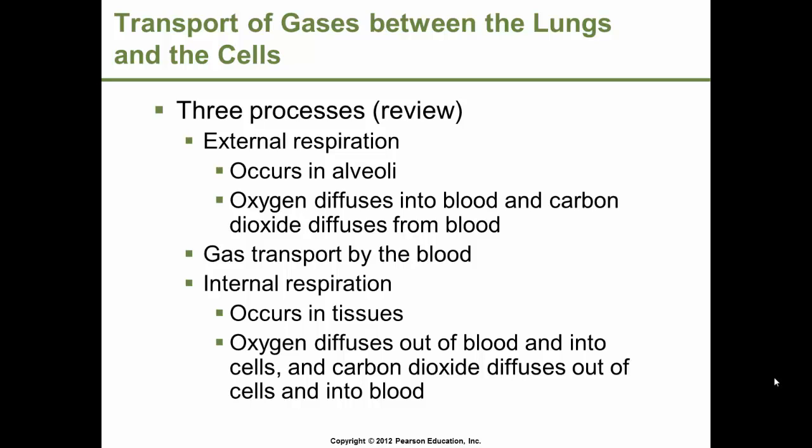Just a review of the three processes. External respiration occurs in the alveoli of the lungs. Oxygen will diffuse into the blood, and carbon dioxide will diffuse out from the blood. Gas transport by the blood: oxygen is going to be bound to hemoglobin, and carbon dioxide is going to be primarily in the plasma. Internal respiration occurs in tissues, wherein oxygen diffuses out of the blood and into cells, and carbon dioxide diffuses out of the cells and into blood.